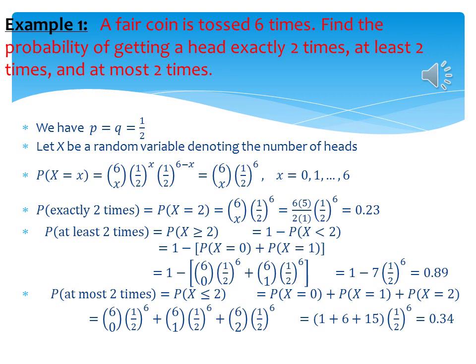What is the probability of exactly 2 times? What's x here? x is the random value, so x is 0, 1, 2, 3, 4, till what? Till 6, from 0 to n, which is 6. Exactly 2 times means the random variable x equals 2. So the probability of x equal 2 is 6 combination 2, half power 6. We calculate it, and it is equal to 0.23.